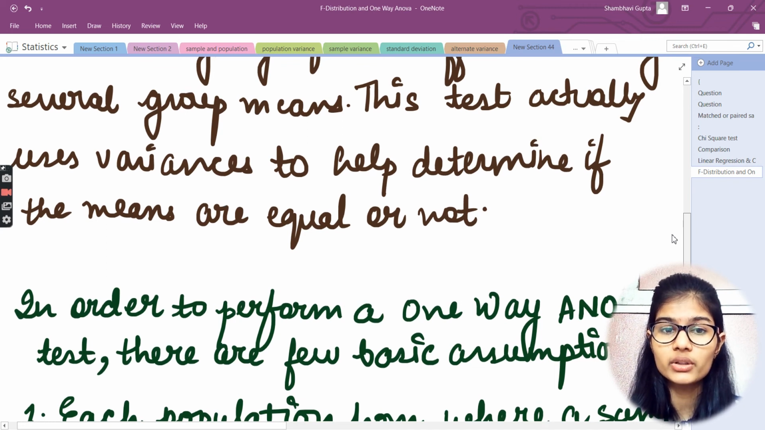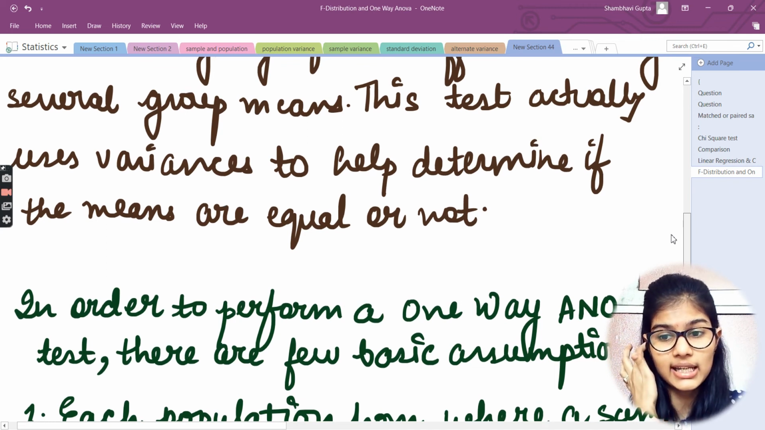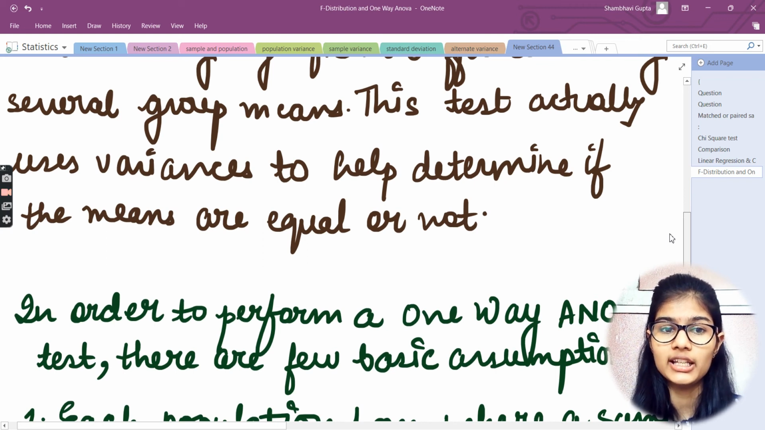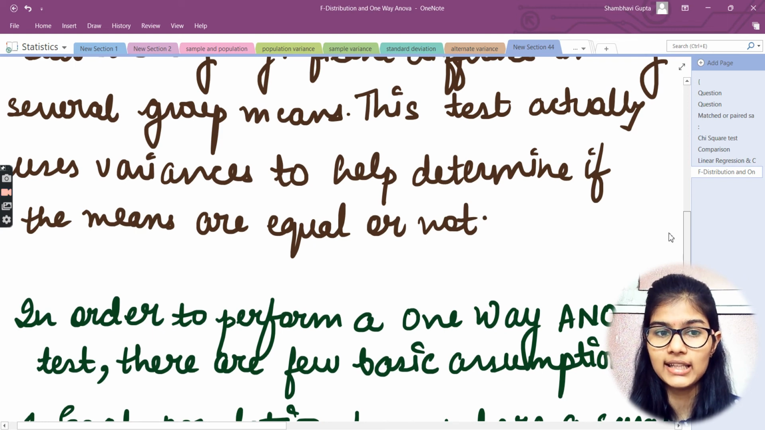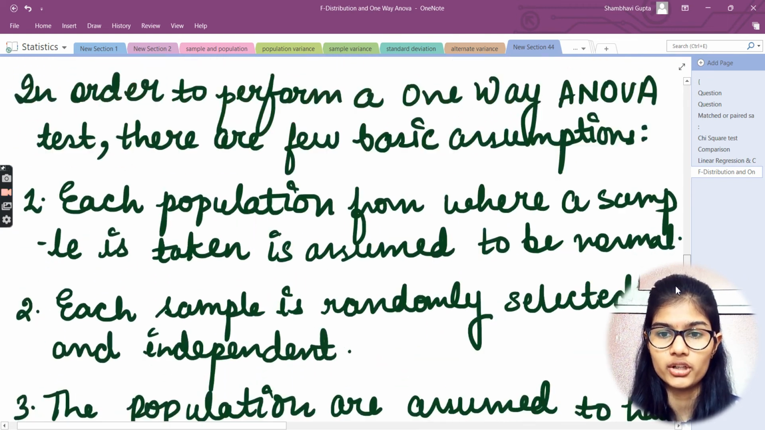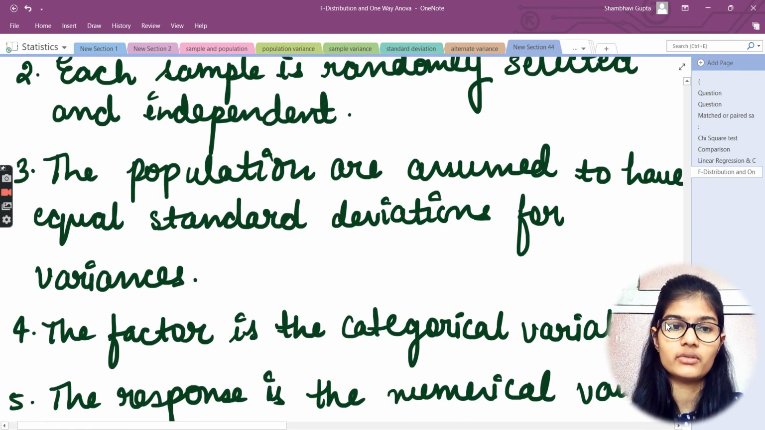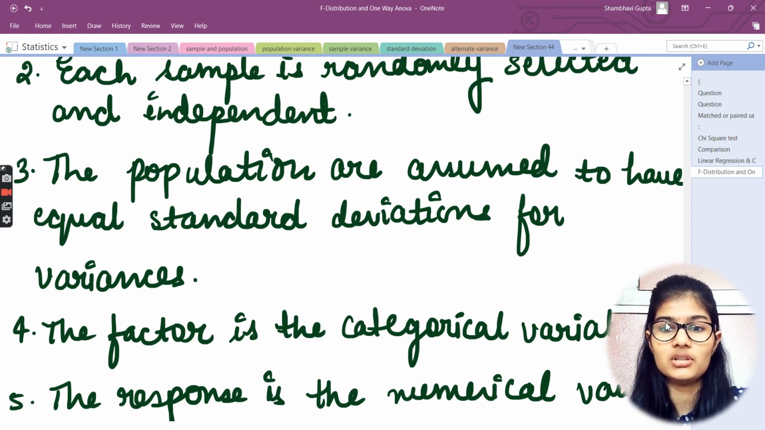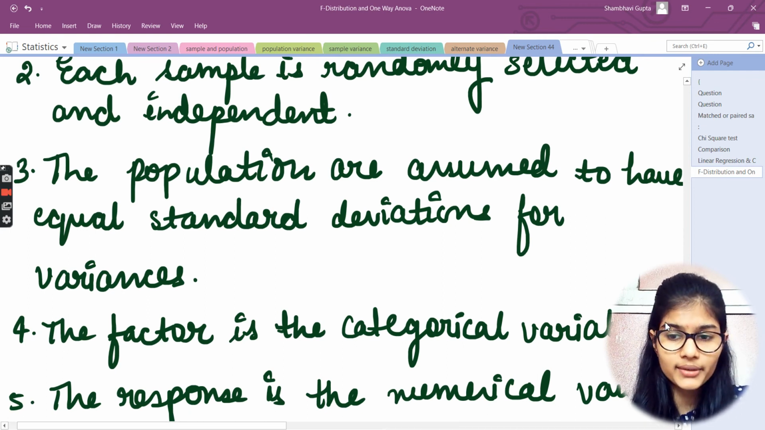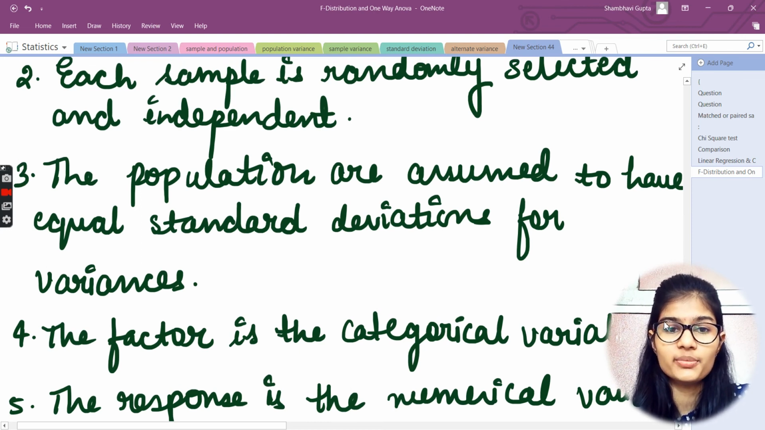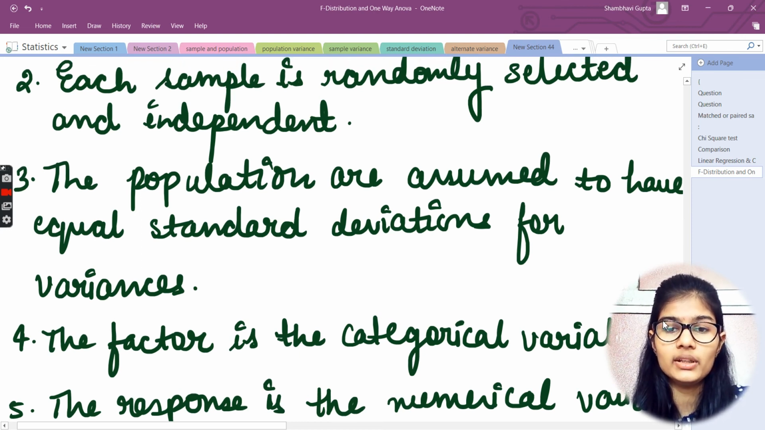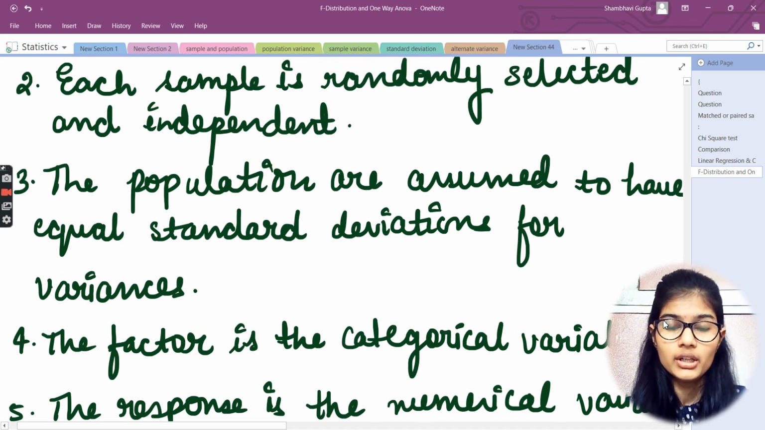This test uses the variances to help determine whether the means are equal or not. In this case, we use different variances that help us determine whether the means are equal or not. The last point is also mentioned here, that the populations are assumed to have equal standard deviations for the variances. This is the reason this point is mentioned: the populations we have are assumed to have equal standard deviations for the variances.